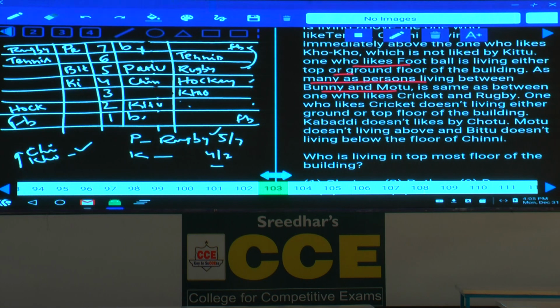Now Bunny and Motu. As many persons living between Bunny and Motu is the same as between the ones who like cricket and rugby. Now cricket and rugby, if you take here, can cricket be on the top floor? If cricket is on the top floor, then between Bunny and Motu we should have exactly one person between cricket and rugby, which is not possible at all, isn't it?